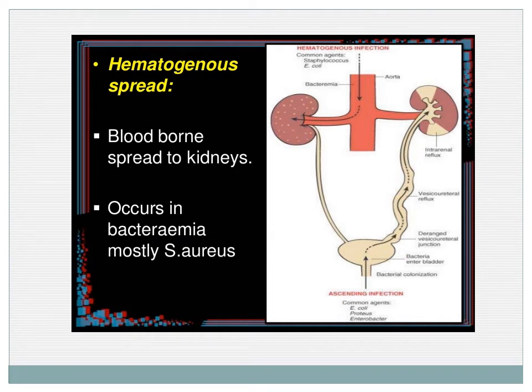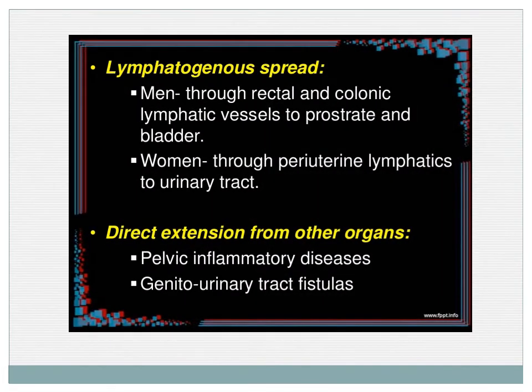The second one is hematogenous spread, that means through blood these microbes enter the kidney, and mostly Staphylococcus aureus bacteria enter. Third is lymphatogenous spread. In men, through lymphatic vessels, these microbes enter the prostate and bladder, and after that it becomes infected. And the fourth one is direct extension from other organs, that is pelvic inflammatory disease and genitourinary tract fistulas.